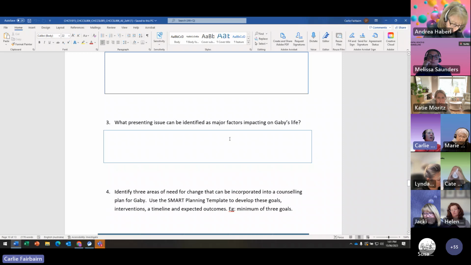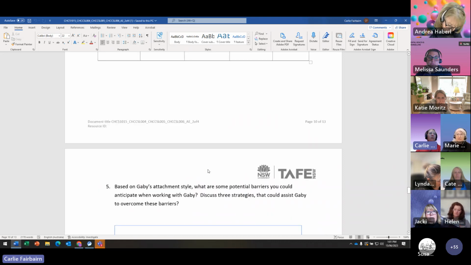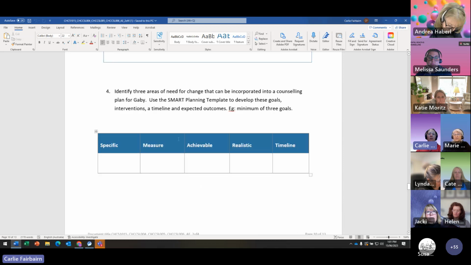What presenting issues can be identified as major factors impacting on Gabby's life? So again, you're looking at that environmental stuff that we just did. Identify 3 areas of need for change that can be incorporated into a counselling plan for Gabby. Use the SMART planning template to develop these goals, interventions, a timeline, and expected outcome. And you need a minimum of 3 goals. So you're going to put a bit of a counselling plan together for Gabby using 3 goals in this template. And we're going to talk more about SMART goals and counselling next week. So we'll cover that then.